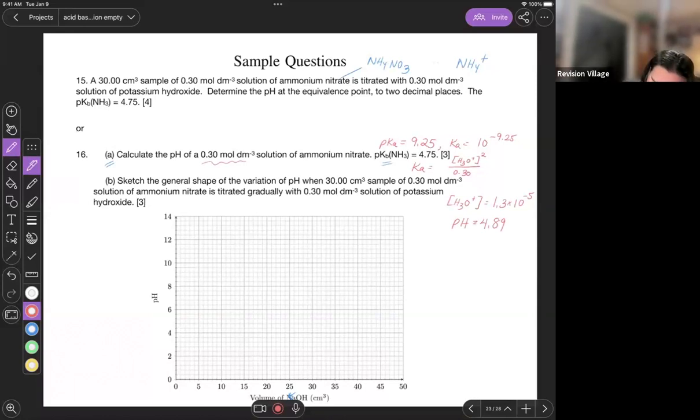So I'm going to mark that on my graph. From 4 to 6, I have 1, 2, 3, 4, 5 units. So I think they're worth 0.4 each. So this would be 4.4, 4.8, just a little bit above it, 4.9.